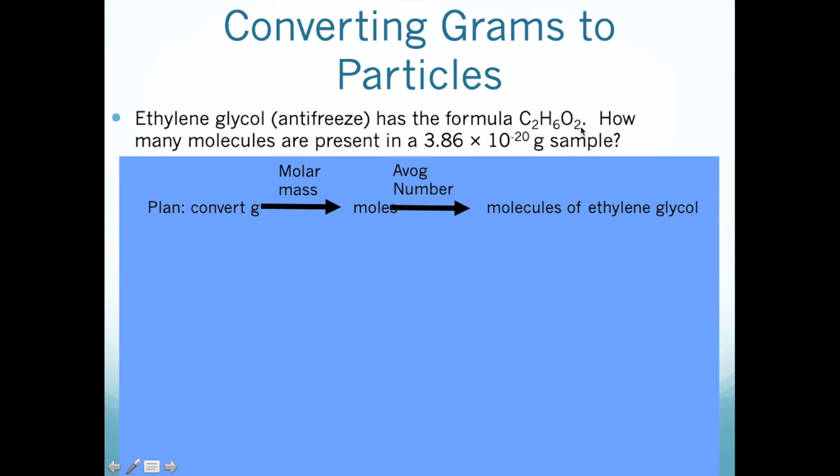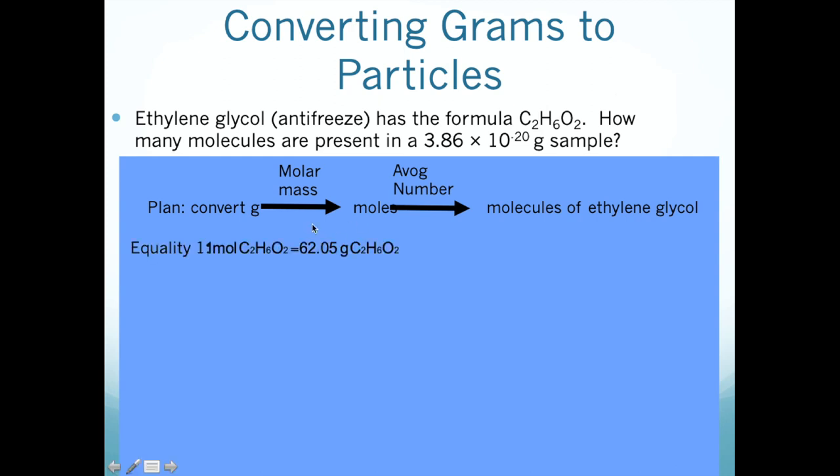So use your periodic table, look up the masses of carbon, hydrogen, and oxygen. If for some reason you don't have a periodic table in front of you, I'll tell you that carbon is 12 grams per mole, hydrogen's 1, and oxygen is 16 grams per mole. But please note that there are 2 carbons, 6 hydrogens, and 2 oxygens. So add this up accordingly.